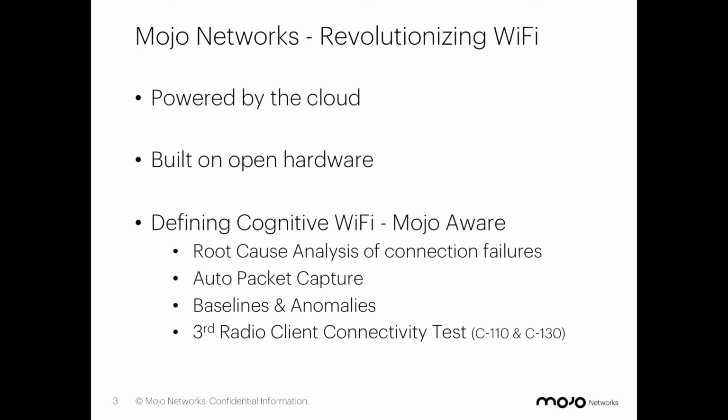And another one of the really cool things is with APs with the third radio, we have something called the client connectivity test. The third radio on the AP can actually act as a client. So when a problem occurs, you can go in and have that third radio connect to the AP that's having a problem, and see if it can connect. And it runs a whole host of tests, from full connectivity to testing the latency of things onto the internet.